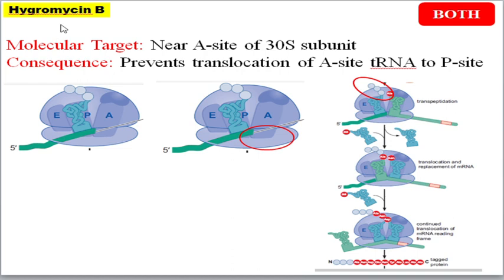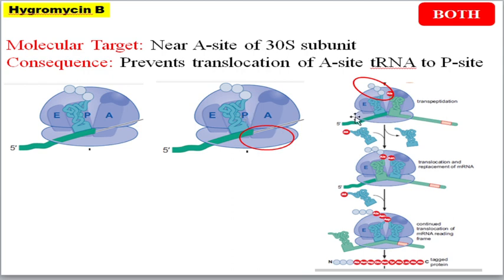Next is hygromycin, same as puromycin. The target of hygromycin is also present in the 30S subunit, which means the smaller subunit. Okay, what are the consequences? Hygromycin prevents the translocation of the A site tRNA to the P site. If you see over here, there are the A site, P site and E site. The E site is the exit site, the A site is the acceptor site, and the P site is the peptide transferase site.